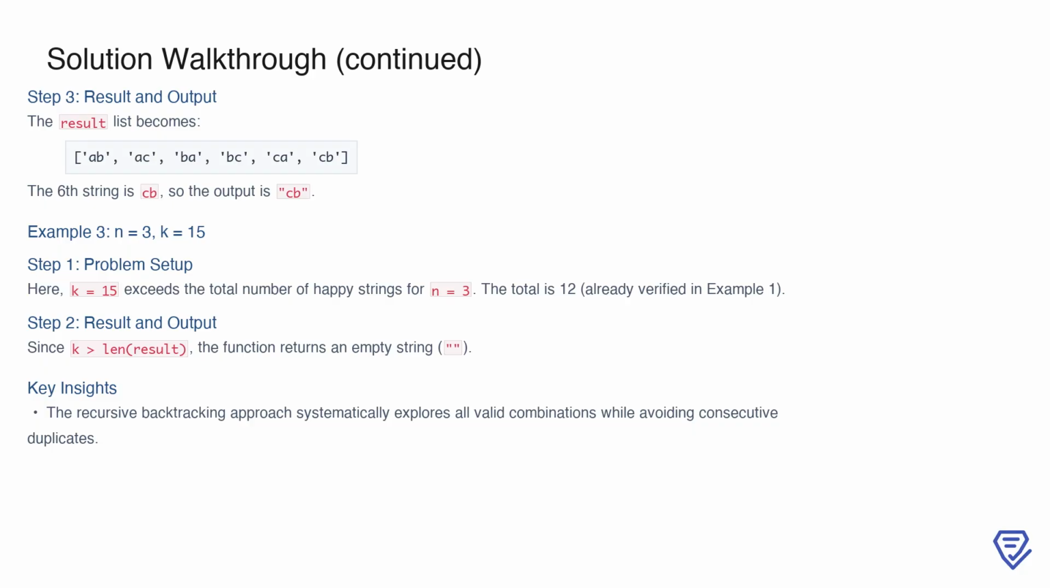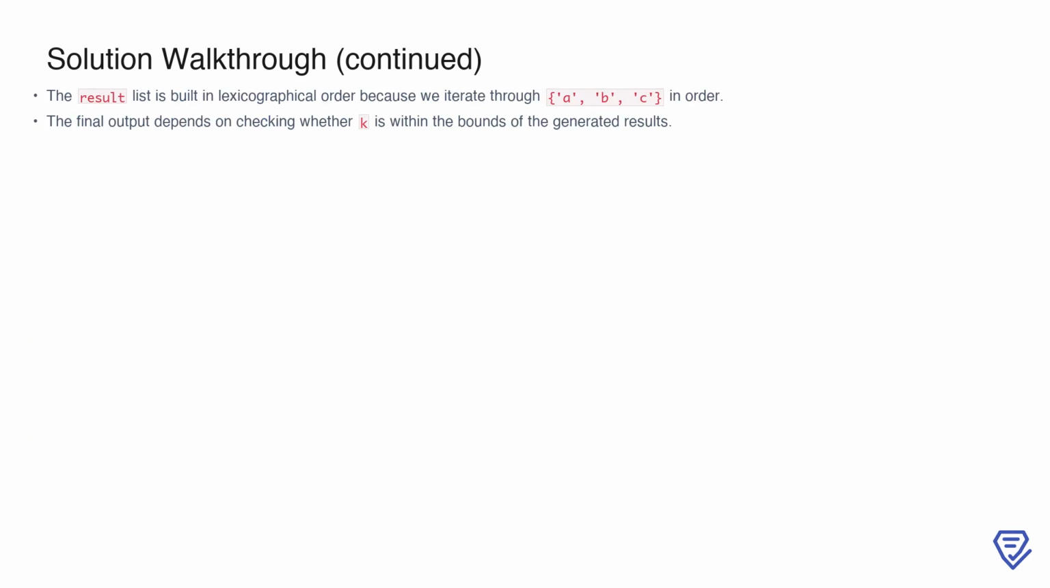This demonstrates the importance of checking the bounds of k before attempting to retrieve a specific string from the generated results. The recursive backtracking approach ensures that all happy strings are generated systematically and in lexicographical order. This is because we iterate through the characters a, b, and c in a fixed sequence during the recursive steps. By maintaining this order, the result list naturally stores the strings in lexicographical order without requiring additional sorting.